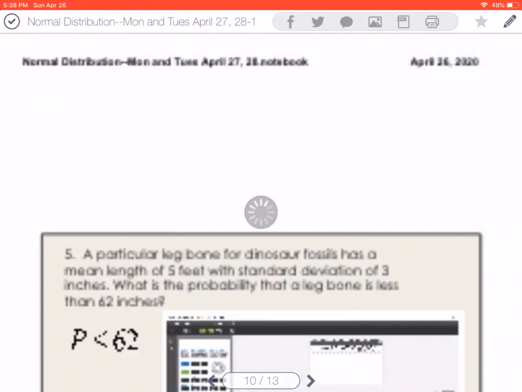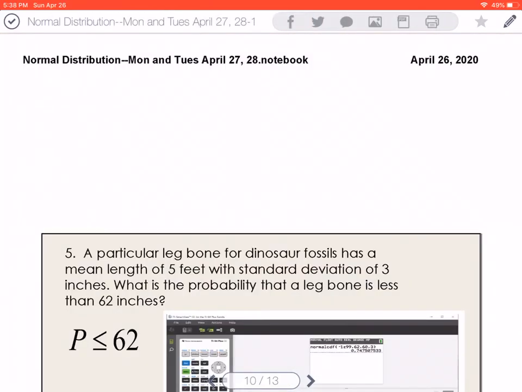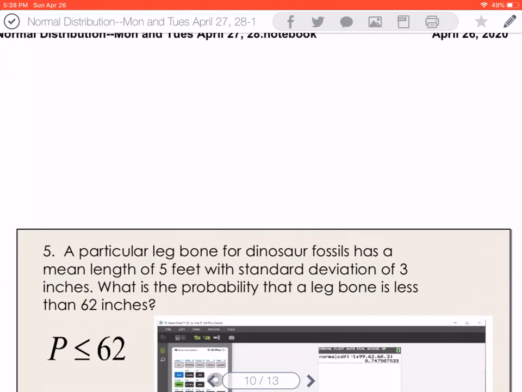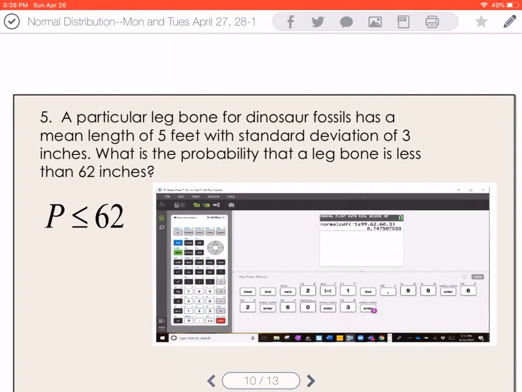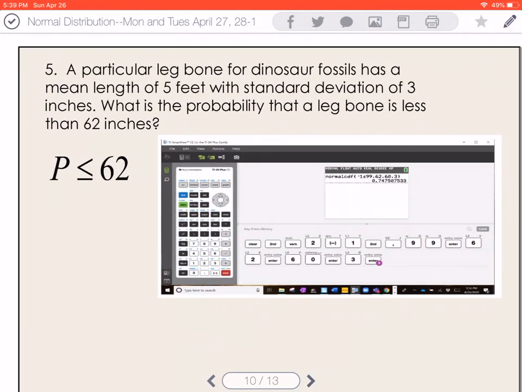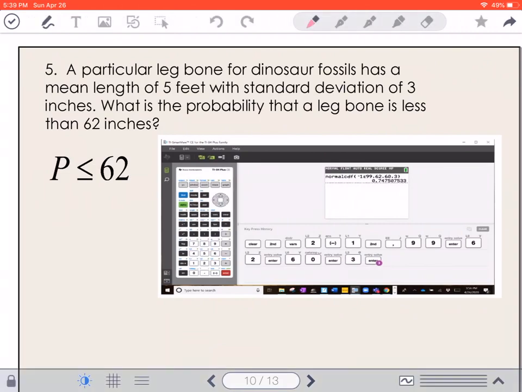All right, so let's look at our next example. Our next example here is number 5. It says, a particular leg bone for a dinosaur fossil has a mean length of 5 feet with a standard deviation of 3 inches. What is the probability that a leg bone is less than 62 inches? All right, so you can see right away, right? We're looking at less than 62 inches.